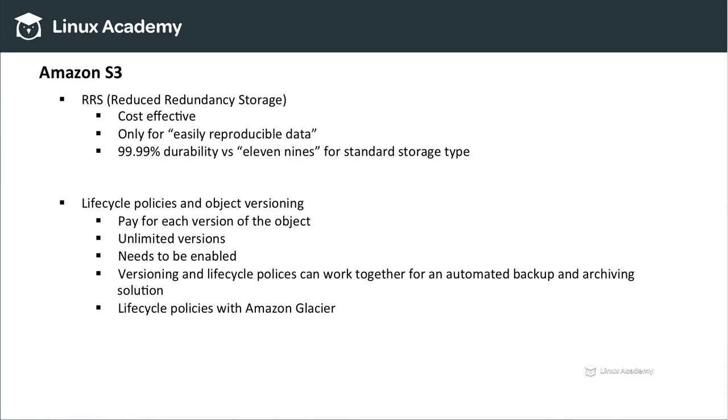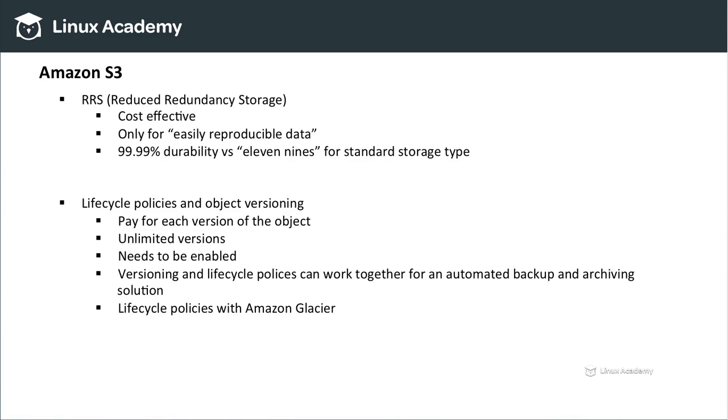It has 99.99% durability versus 11 nines durability, which means that it's not as redundant. It doesn't have the durability. The object could be lost or corrupt. However, if the object is for some reason lost or corrupt, AWS will send us a notification. So we only want to use the reduced redundancy storage type for data that can be easily reproducible, or in other words, data that can be automated.